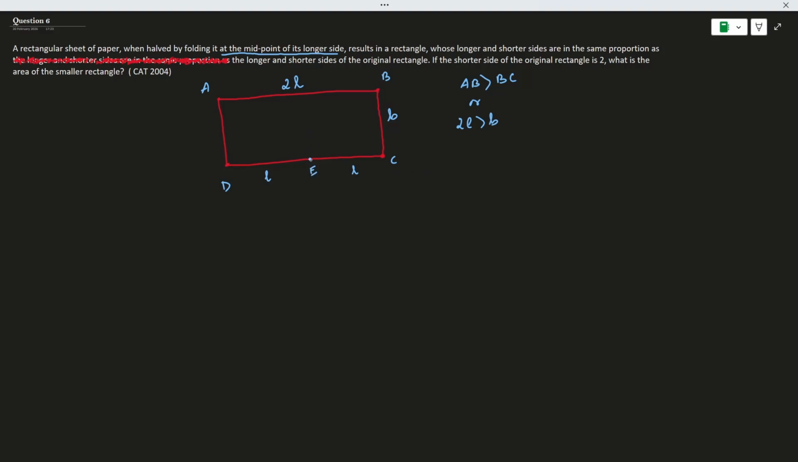Now we are folding the rectangle about this point, so that it results in two rectangles, this rectangle and this rectangle, and this will be L, this will be L. These two are basically identical rectangles. We are given that the shorter side of the original rectangle is 2. That means B equals 2.